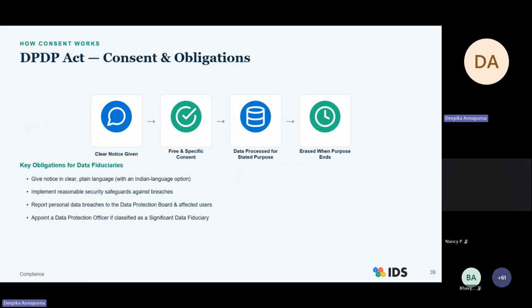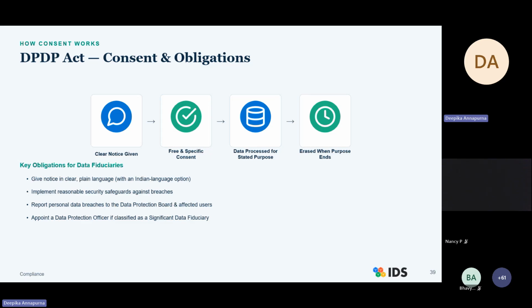So DPDP Act, what are the consent and the obligations? One of the main aspects of the DPDP Act is consent. An organization cannot simply collect your personal information without informing the individuals. They need to take the consent in writing. The consent should be free and specific, and they should inform you clearly why they are collecting your data, where they will be processing it, and what they will be doing.